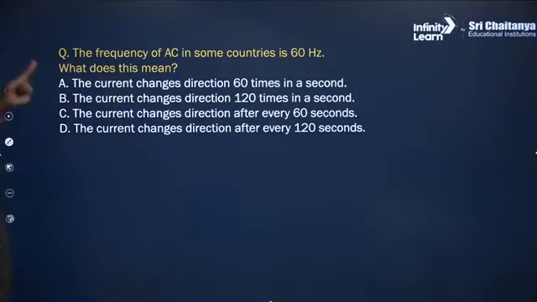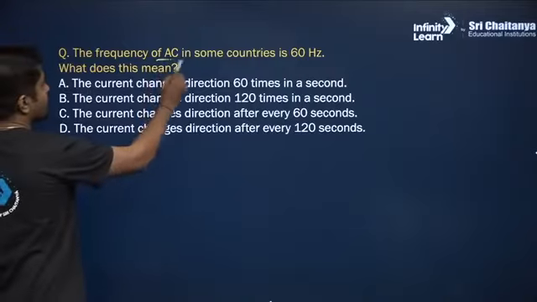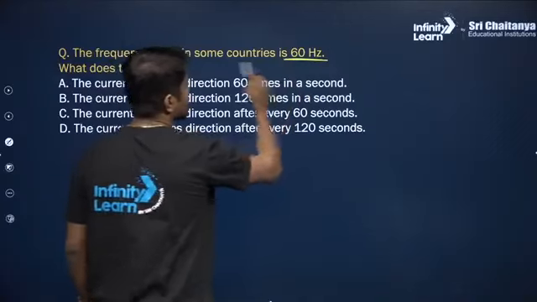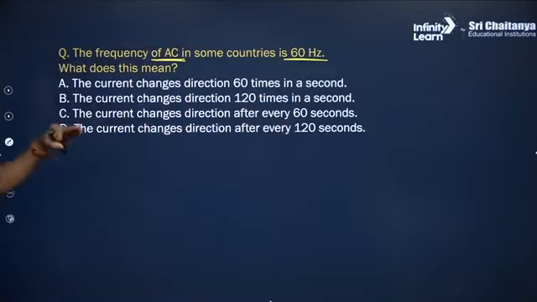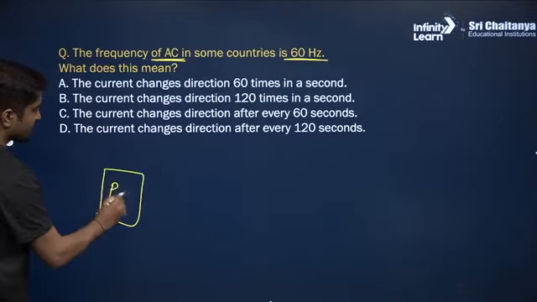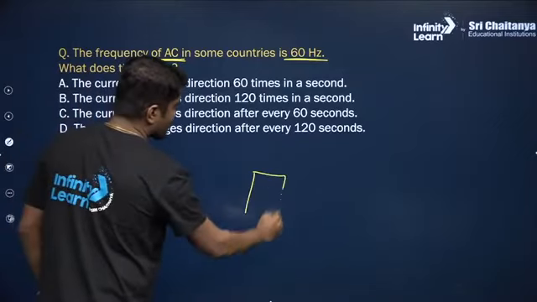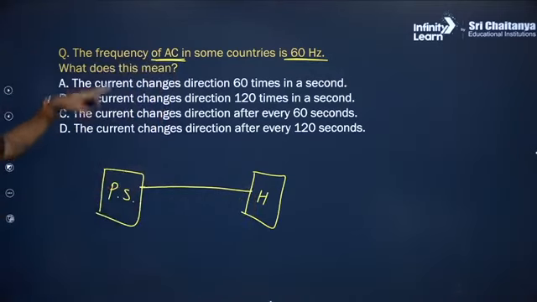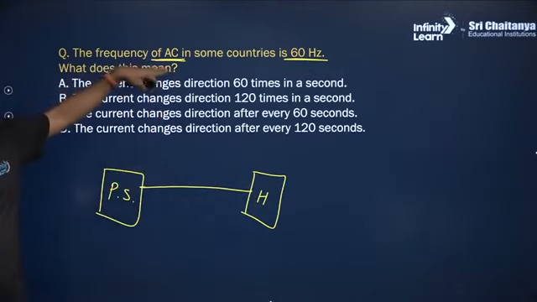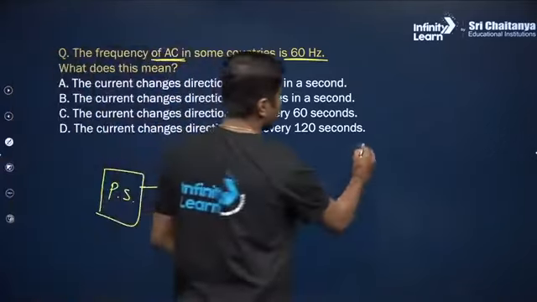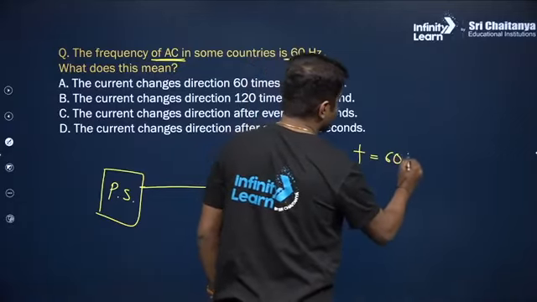The second one: the frequency of AC, alternating current. In some countries, it is 60 hertz. This is the frequency of the AC. So what does it mean? Let's suppose there is a power station and, let's say, a house. They are connected by cables, and this alternating current has a frequency of 60 hertz. So do you know what is 60 hertz? Frequency is equal to 60 hertz.